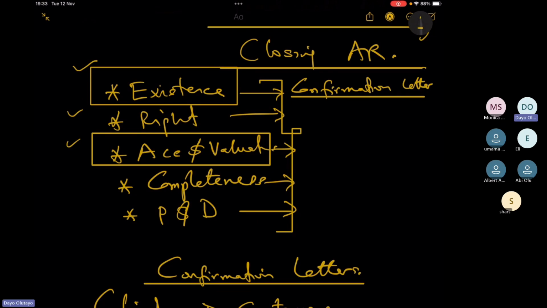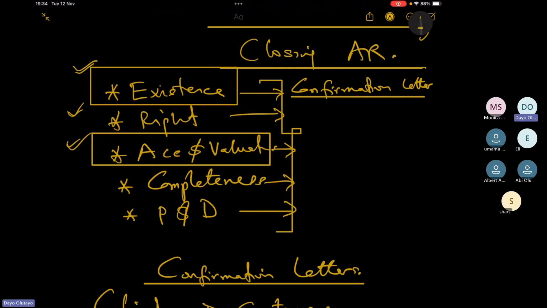Because this one procedure alone can touch on existence. If a customer can respond back and say, yes, we are owing you $20 million, we agree, that means it existed. That means your client has the right to collect the money because the person owing has already confirmed. That means the amount is correct. Valuation and accuracy, because the customer has also confirmed the amount. And that's third party evidence, which we agreed, when we looked at those procedures two lectures ago, that third party evidence is even better than client evidence. And the customer replying back is third party evidence, right?